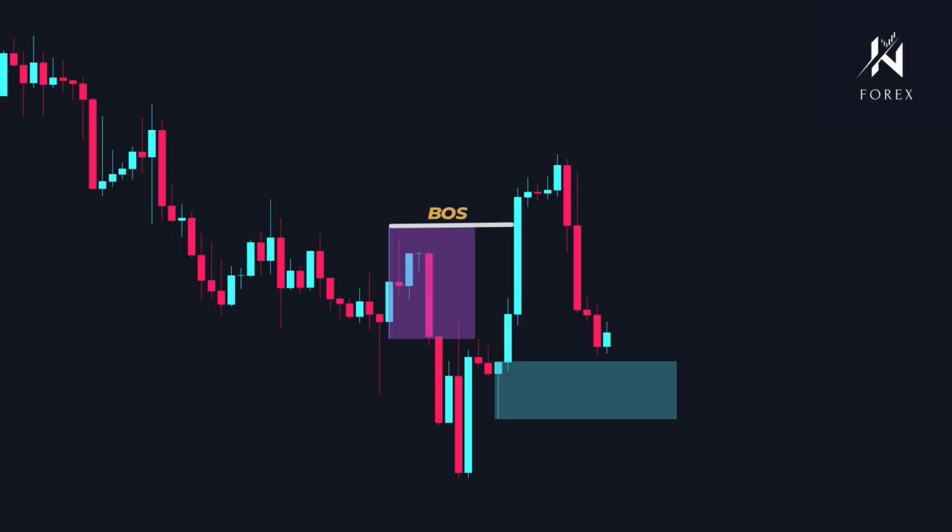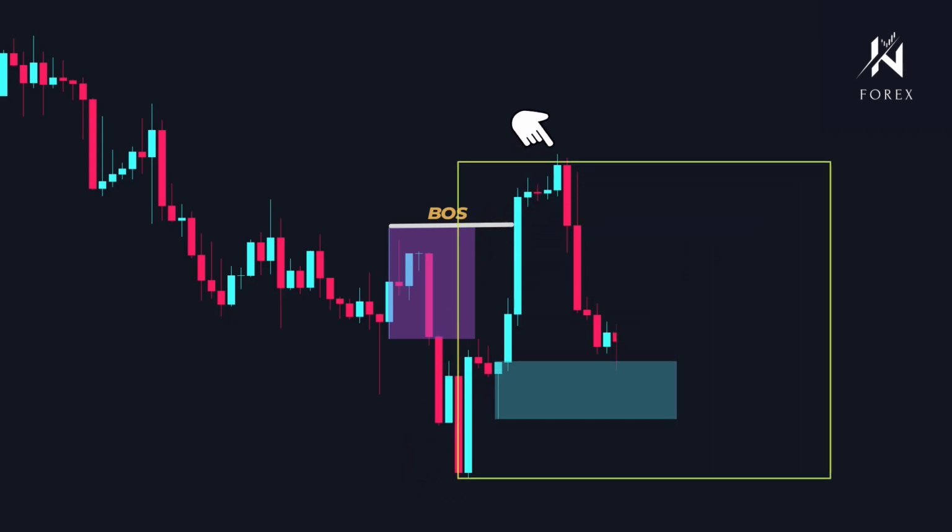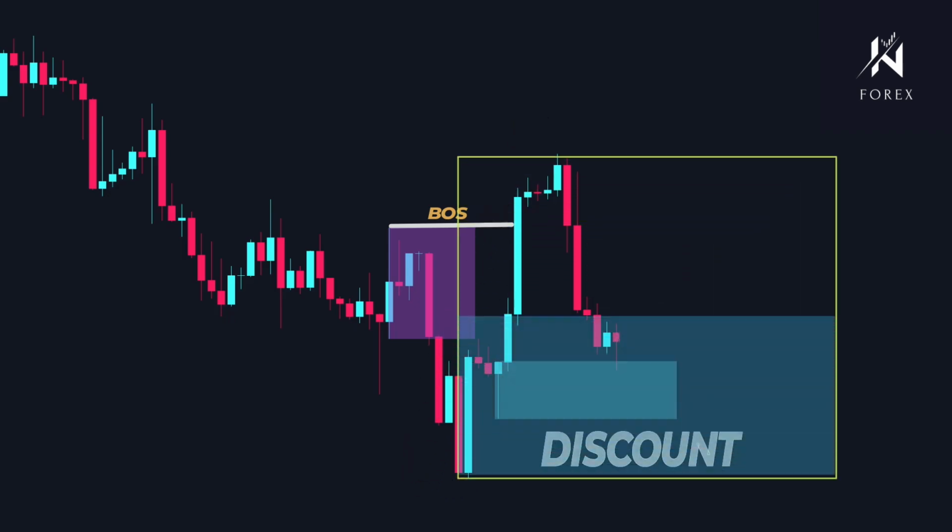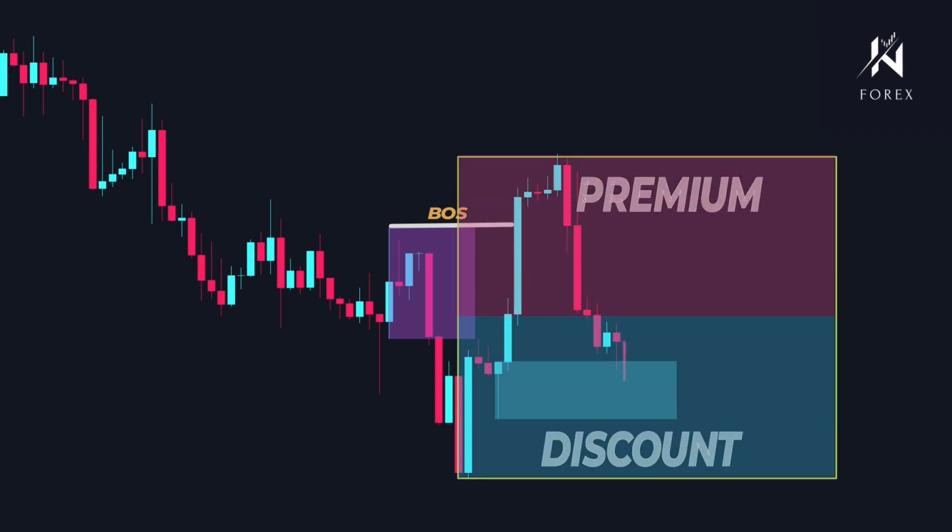Next up, point number 7, premium and discount zones. To spot these, we use the Fibonacci tool, drawing it from the most recent swing low to the swing high. Anything below the 50% level is considered the discount zone, and anything above is the premium zone. And the rule is simple. In a bullish market, we want to buy from the discount zone. As you can see, price has pulled back right into our discount area, which makes it an ideal spot to consider a long position. This adds another layer of confluence to our trade idea.